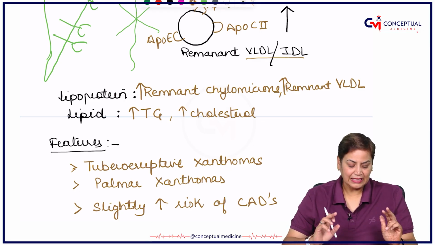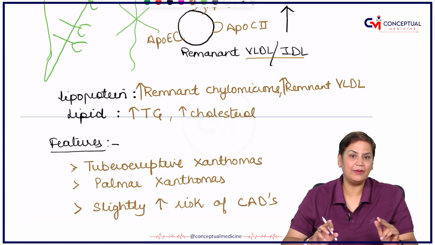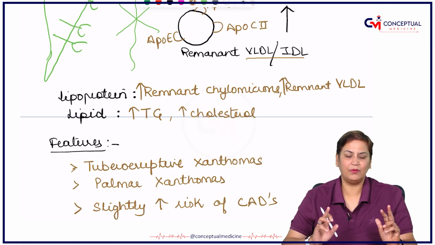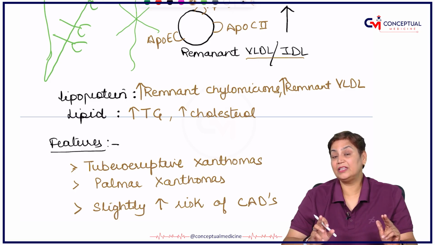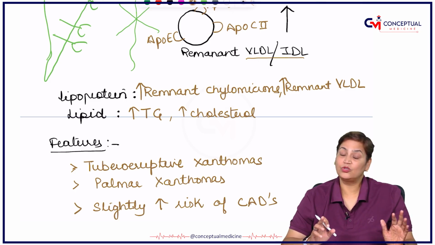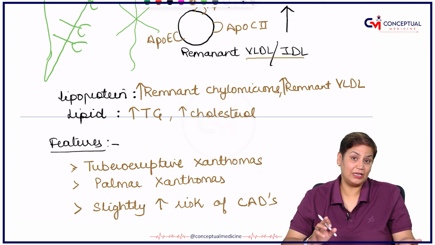So these are hyperlipoproteinemias: type 1, type 2A, type 3. Type 2A is autosomal dominant. So we can say that familial hypercholesterolemia is autosomal dominant in nature.